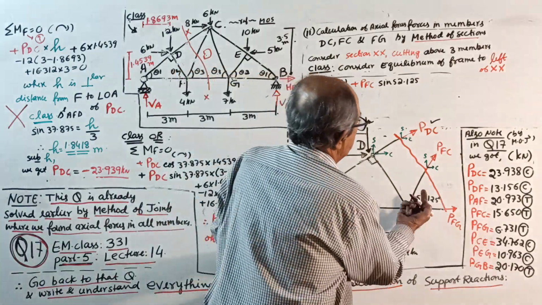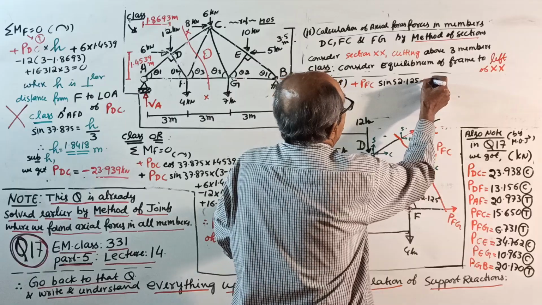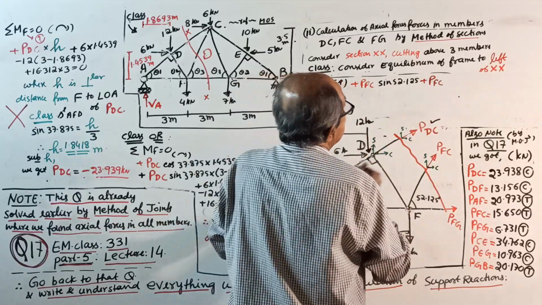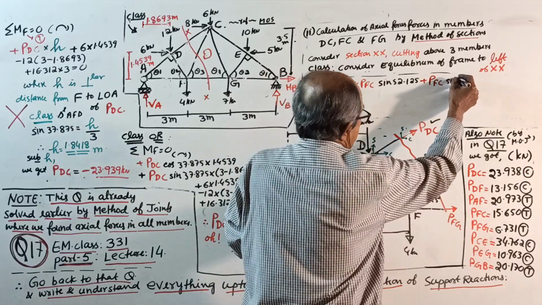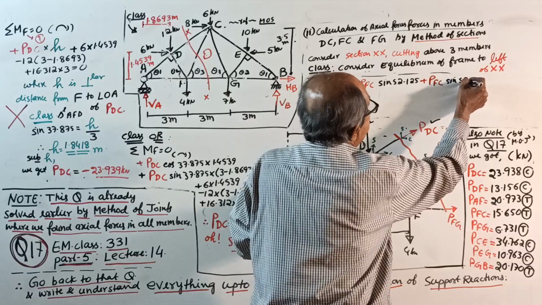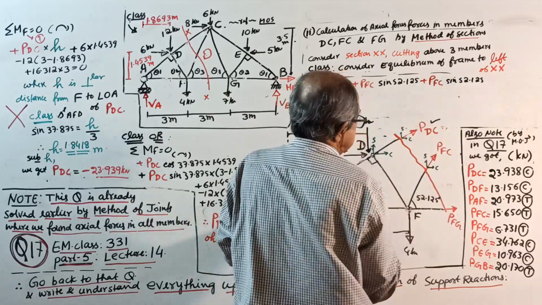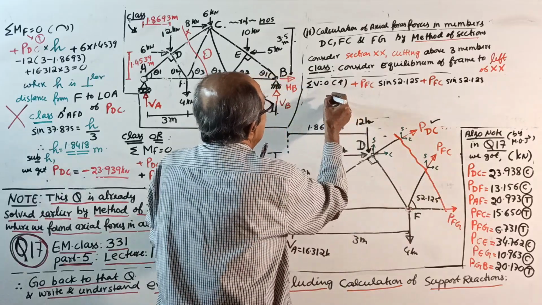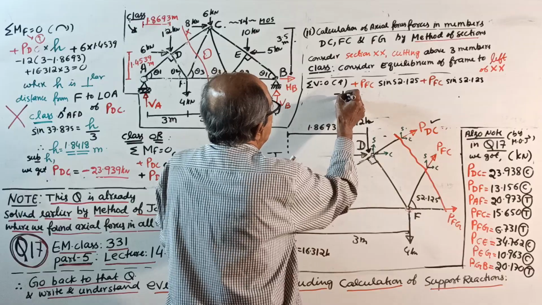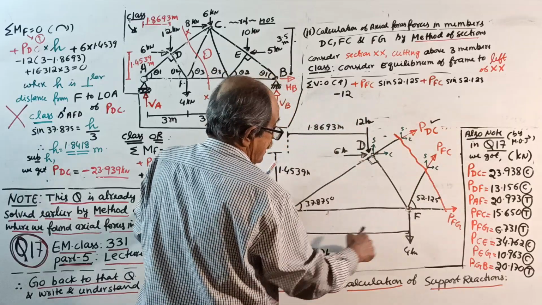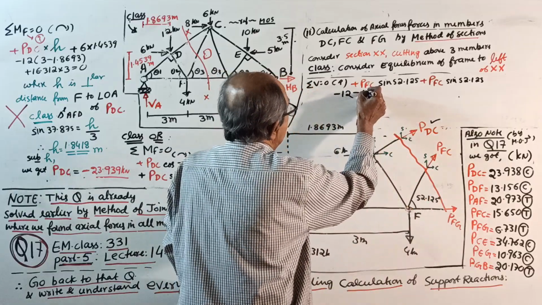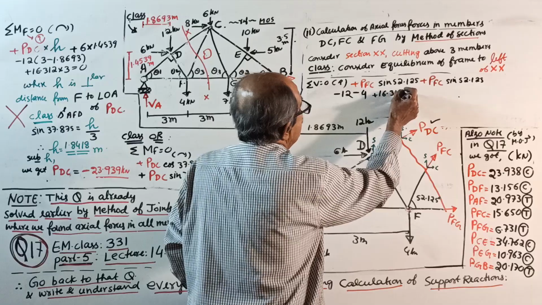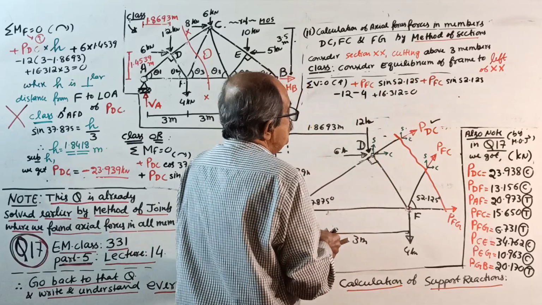Okay, then plus PFC sine of how much? 52.125. Then this is not there. Minus 12, minus 4, plus 16.312 equal to 0.